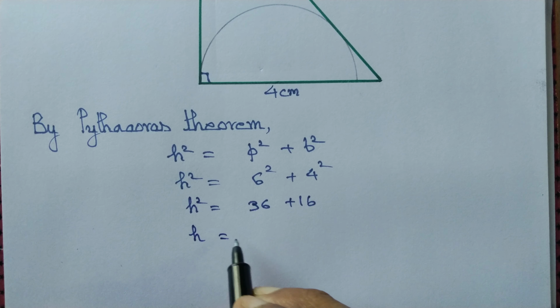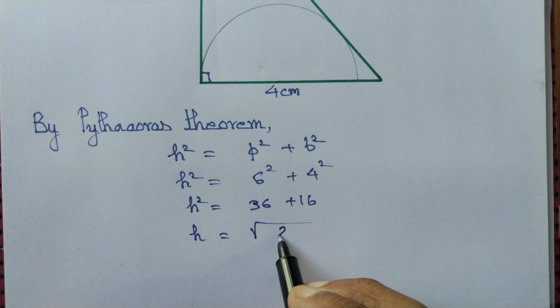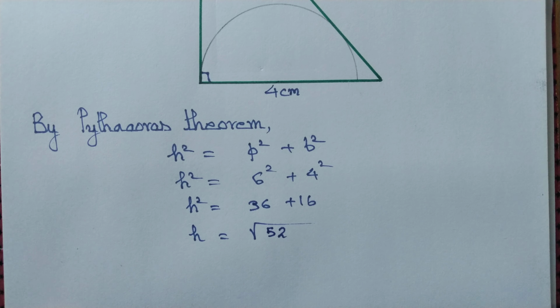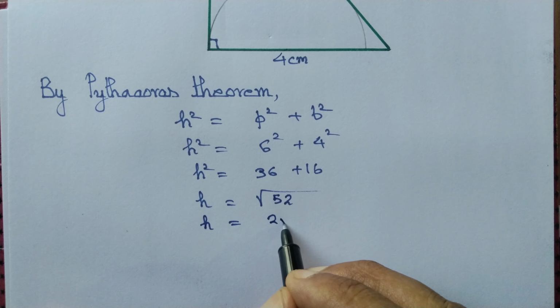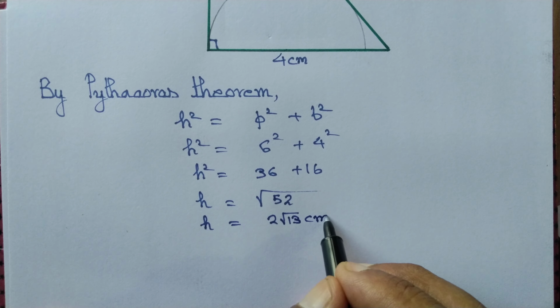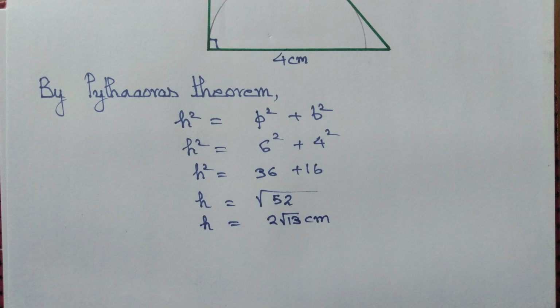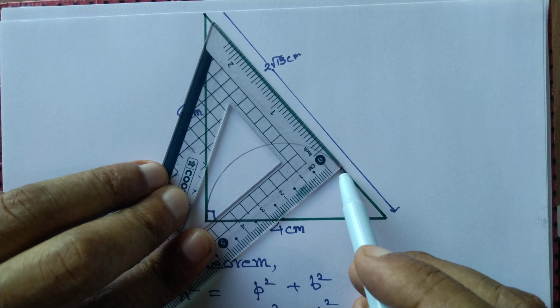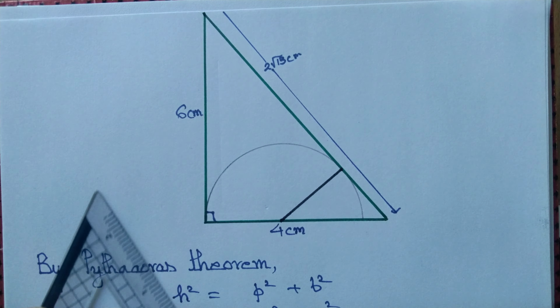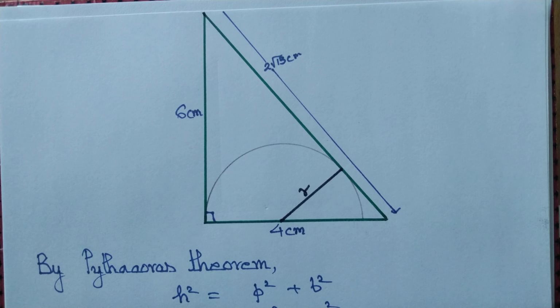And we can take the root to say that h equal to square root of 52, or h equal to 2 root 13 centimeter. Okay, we got hypotenuse equal to 2 root 13 centimeter. However, we want to find the area of semicircle, or somehow we want to find the radius of the semicircle. Let us draw a radius to the semicircle and let r denote the radius. Somehow we want to find r.